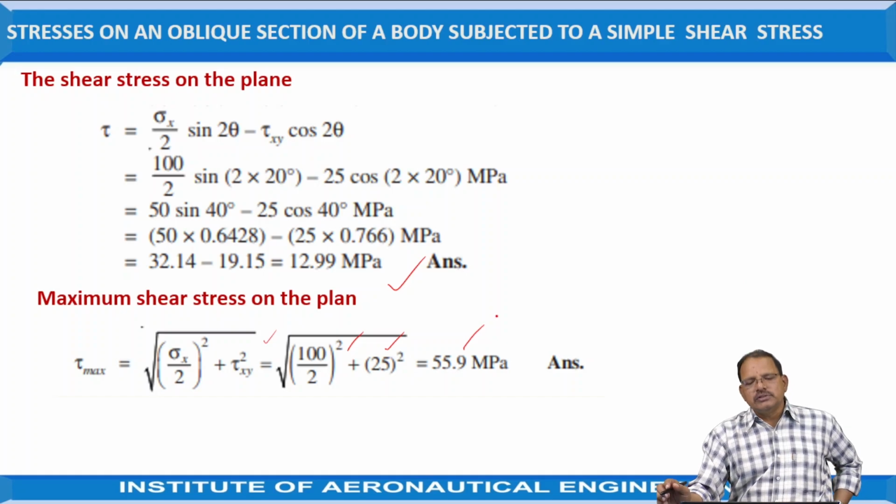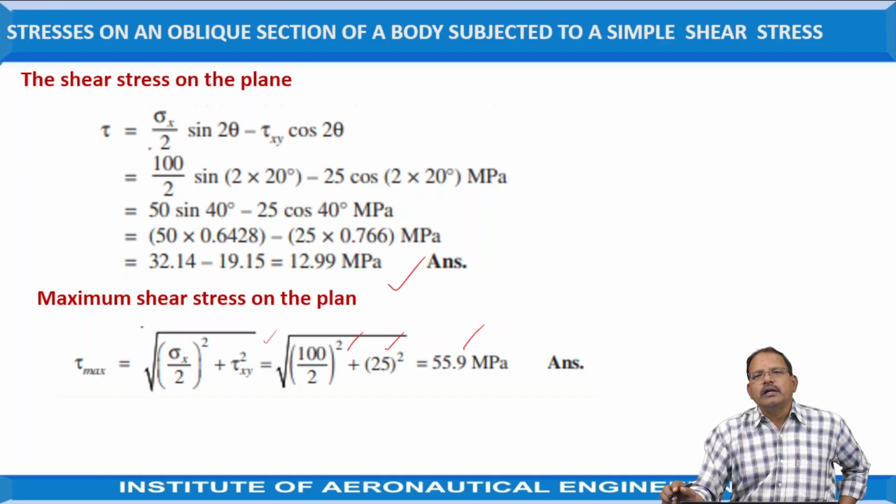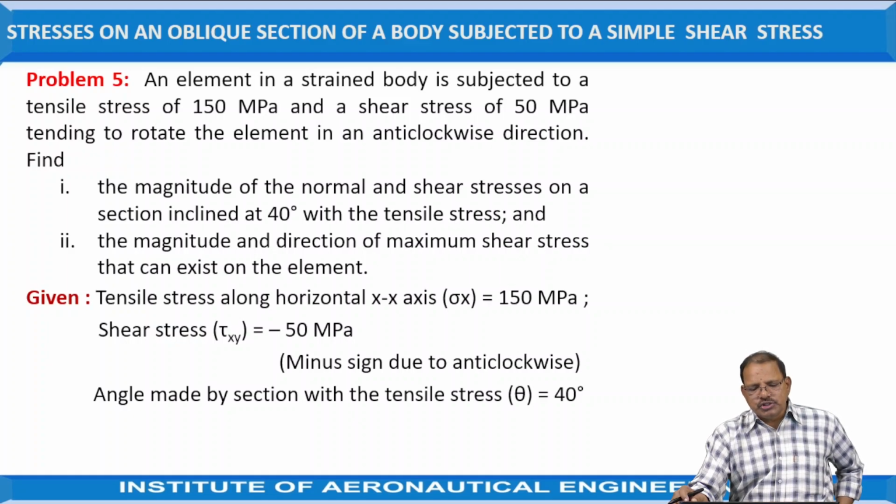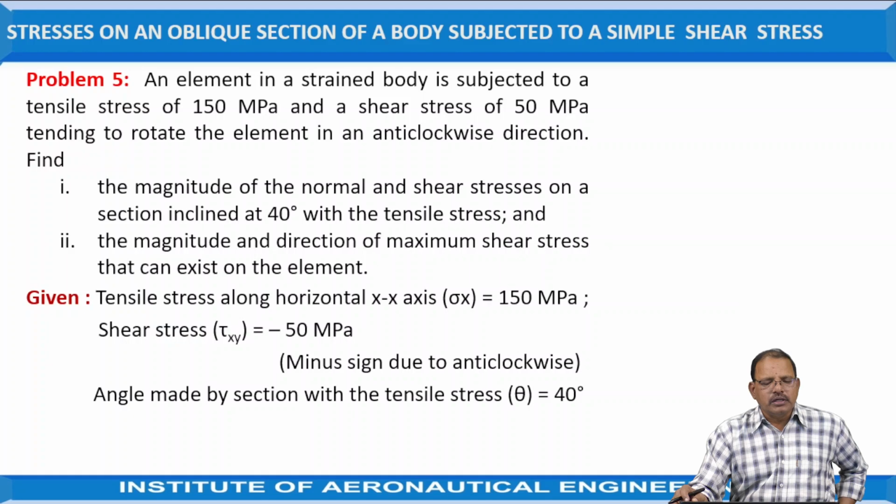Finally, we got this value is equal to 55.9 megapascal. Stresses on oblique section of a body subjected to a simple shear stress. An element in a strained body is subjected to a tensile stress of 150 megapascal and a shear stress of 50 megapascal, tending to rotate the element in anti-clockwise direction.